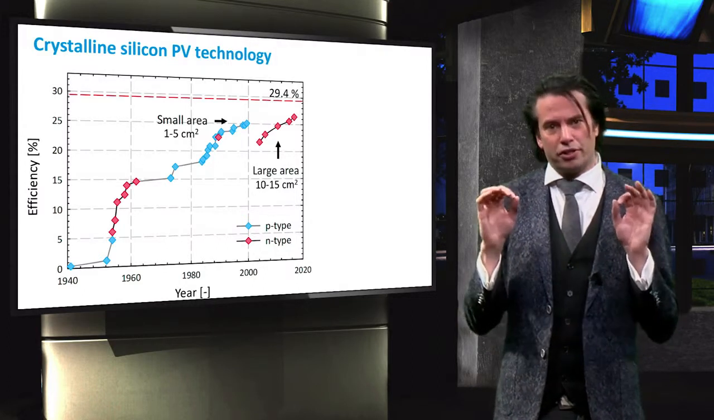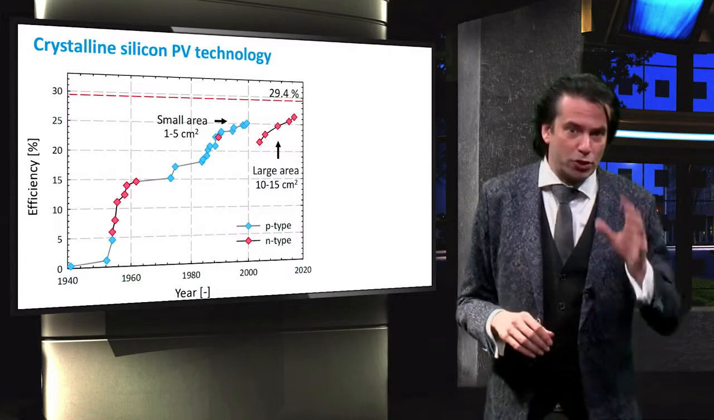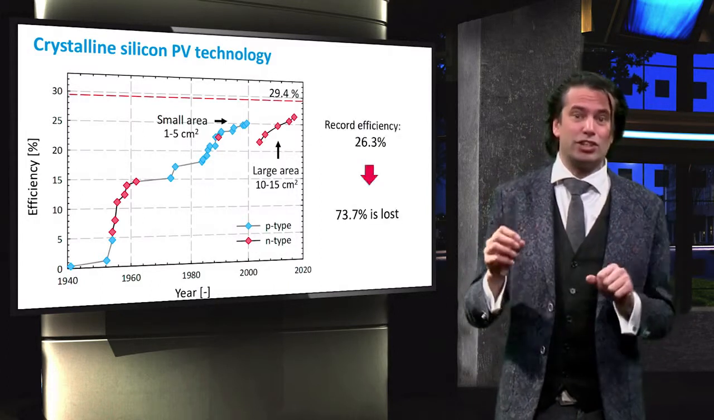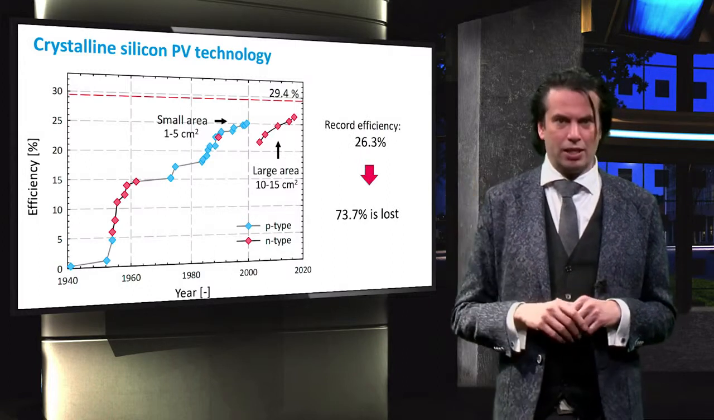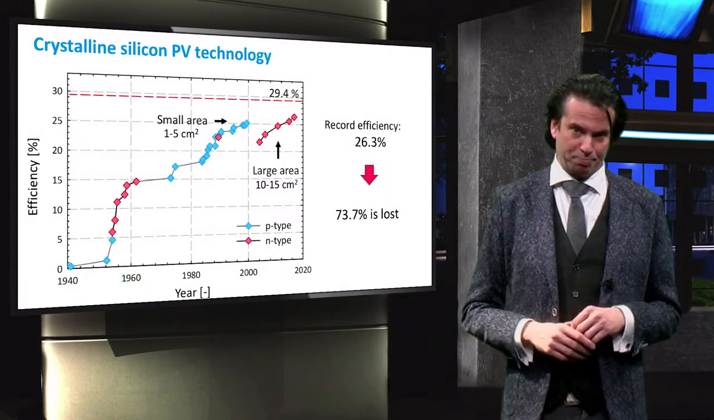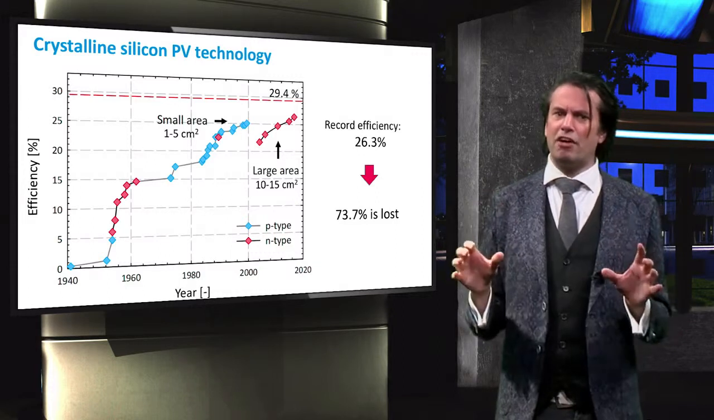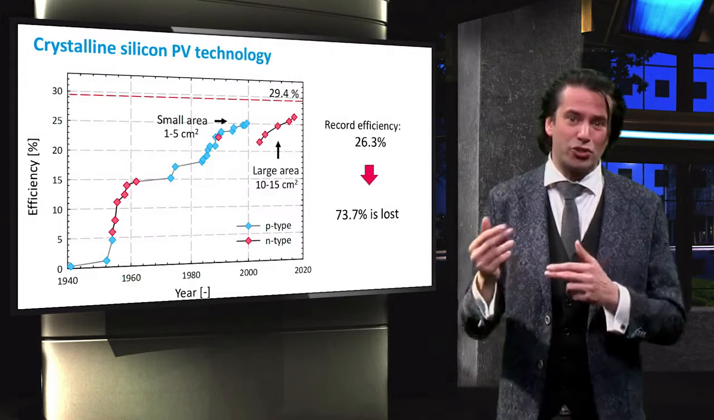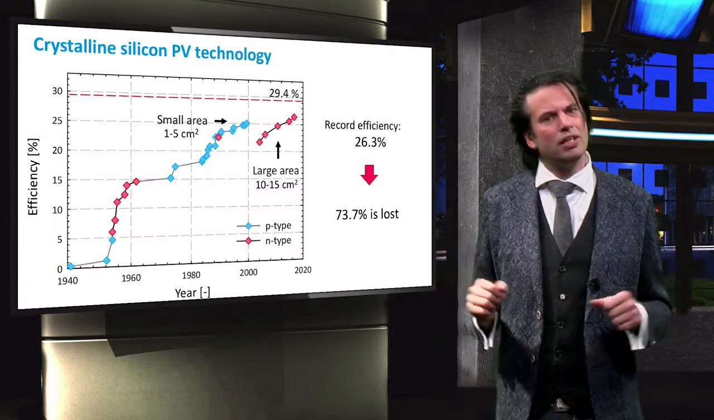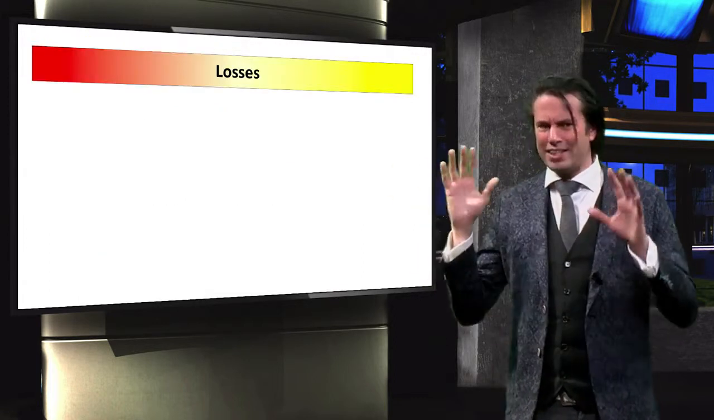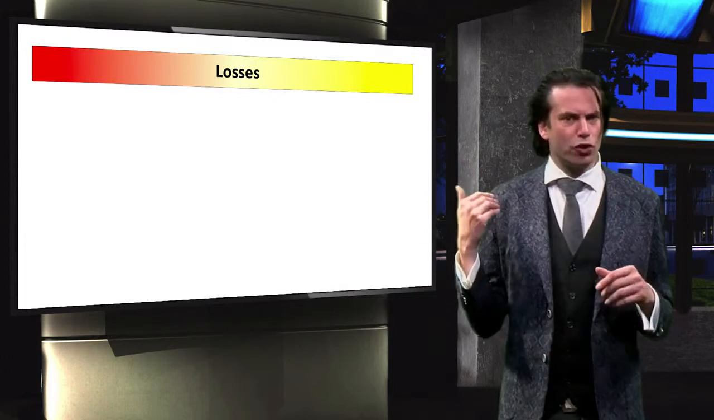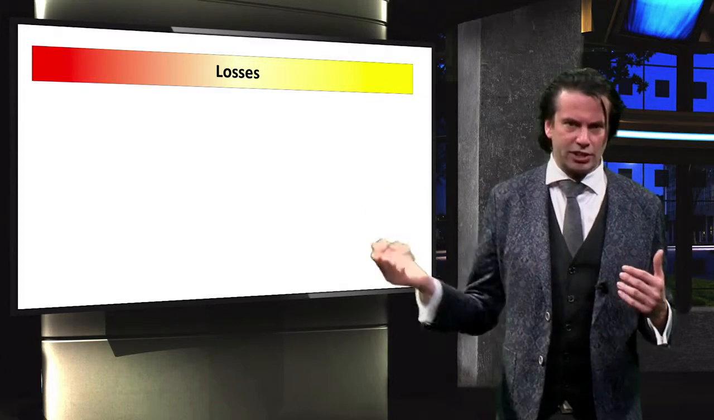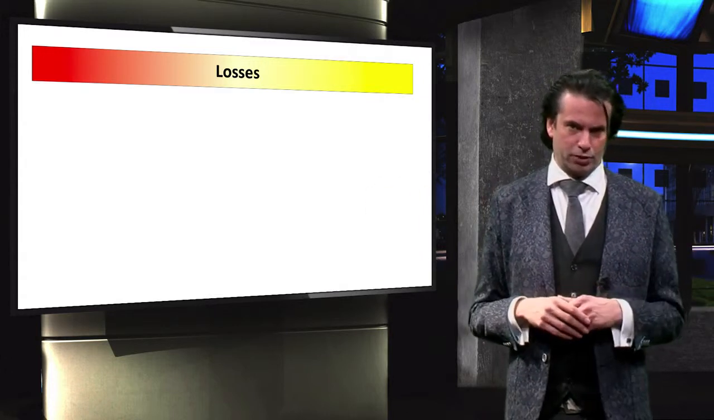The current record efficiency as of December 2016 of single junction crystalline silicon solar cells is set at 26.3% by the Kaneka Corporation. This still means, however, that 73.7% of the power incident on a solar cell is lost. Let's take a look at these losses. Each of the loss mechanisms will be extensively discussed in the following sections on optics and semiconductor physics.